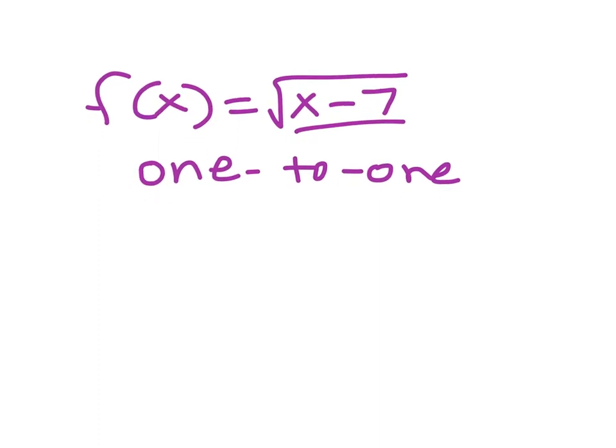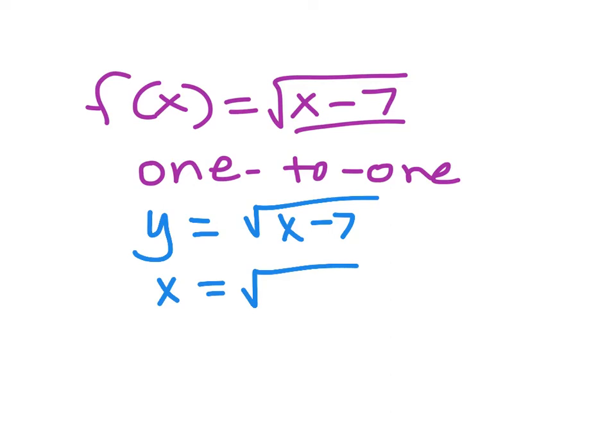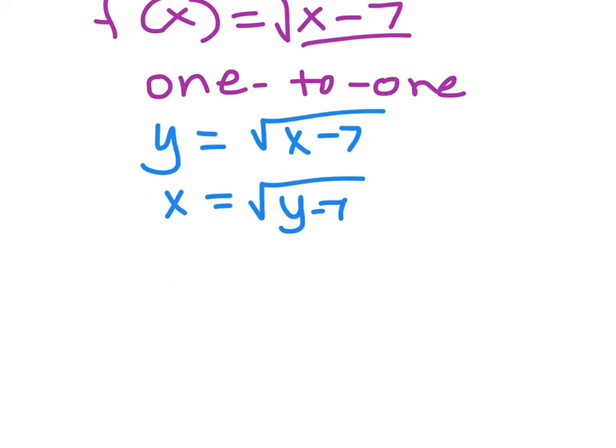So if the inverse is, right, watch what's going to happen. I get y equals the square root of x minus 7. Switch it. x equals the square root of y minus 7. To get rid of the square root, I've got to square it.